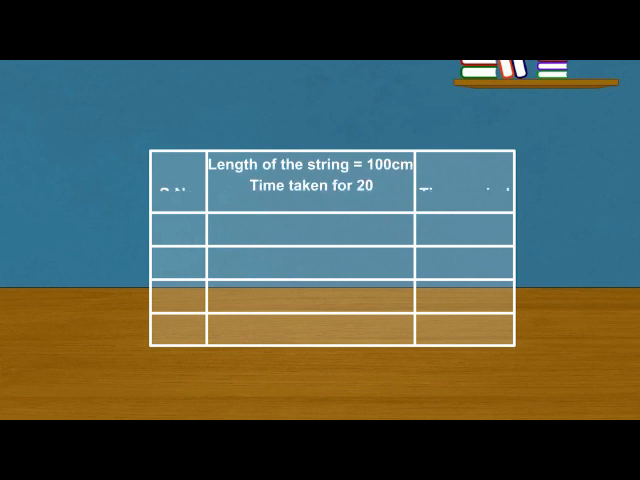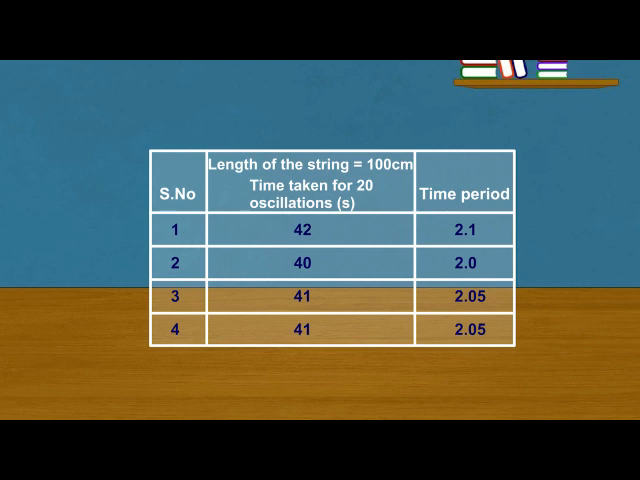Length of the string is equal to 100 centimeters. Time taken for 20 oscillations, time period: 1, 42, 2.1; 2, 40, 2.0; 3, 41, 2.05; 4, 41, 2.05.